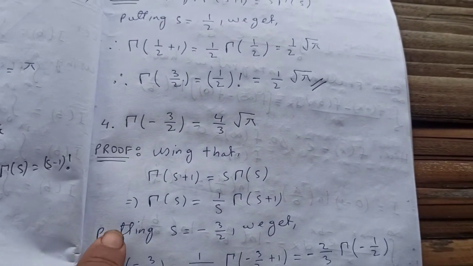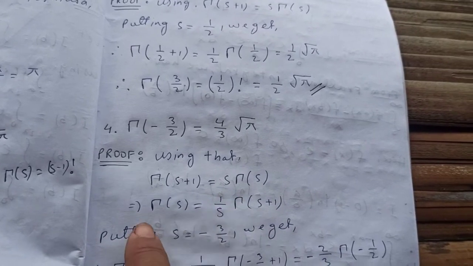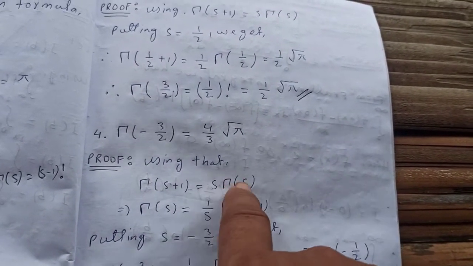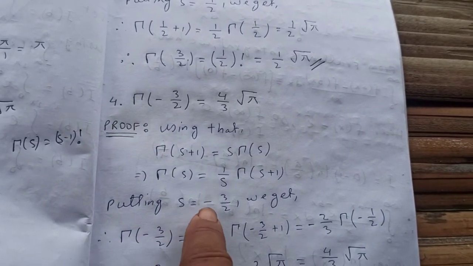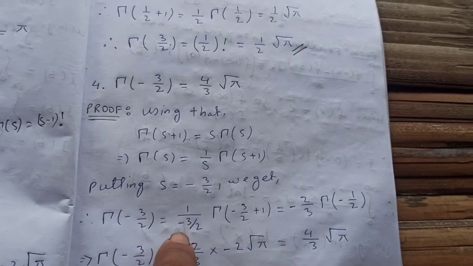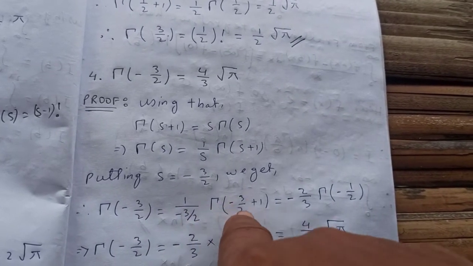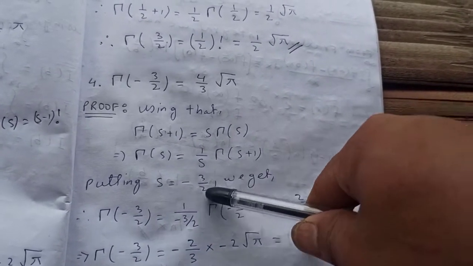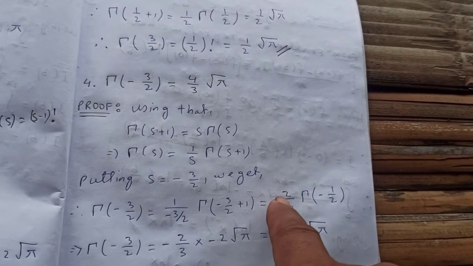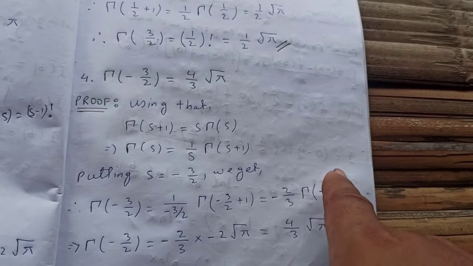Now using that gamma s plus 1 is s gamma s, so gamma s is 1 over s gamma s plus 1. That means dividing both sides by s, putting s equal to negative 3 by 2, we get gamma of negative 3 by 2 is 1 over negative 3 by 2, gamma of negative 3 by 2 plus 1, okay? In place of s, put that negative 3 by 2. Then you get negative 2 by 3, gamma of negative 5.